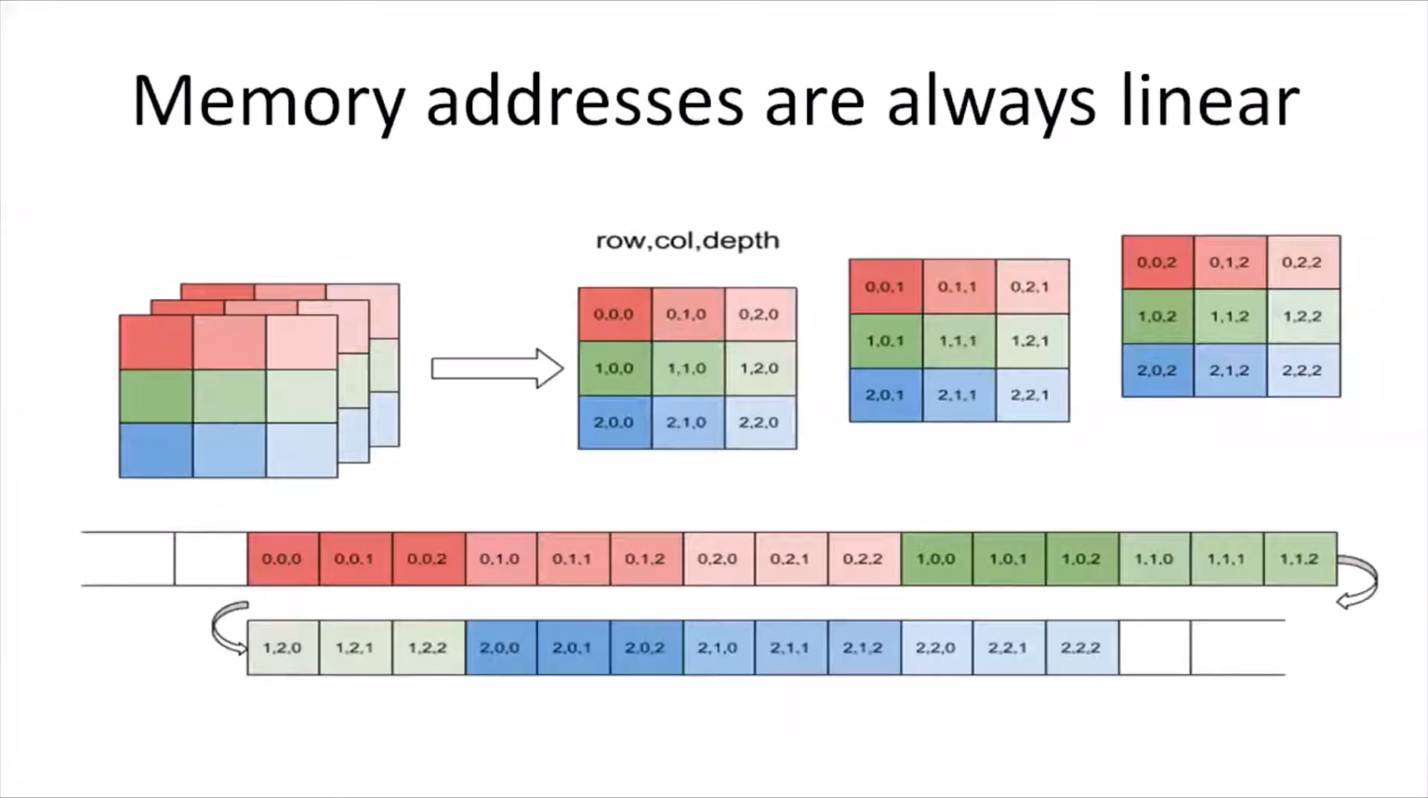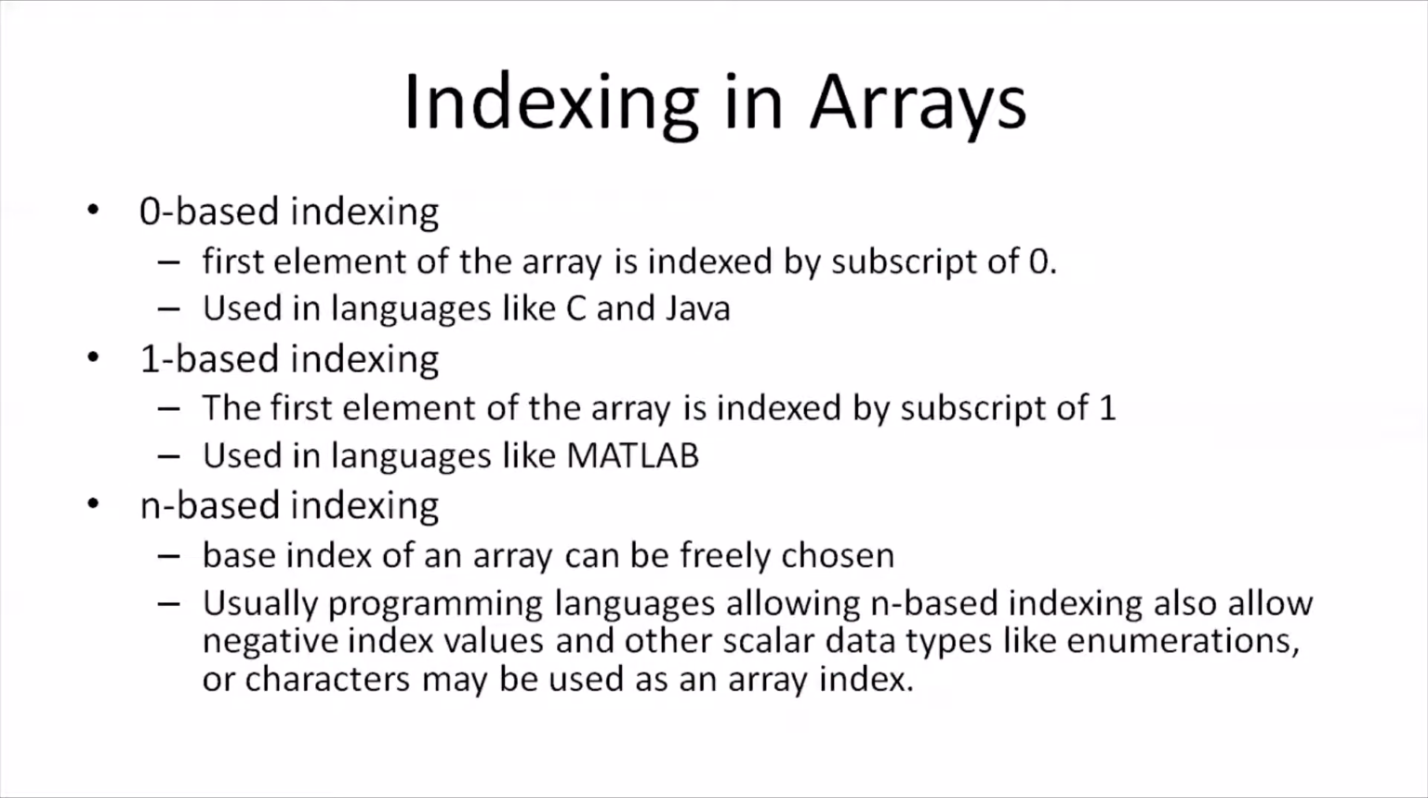Indexing in arrays can be categorized into three broad categories. The first category is zero-based indexing. This type of indexing happens when the first element of the array is indexed by the subscript 0. Many languages like C, C++, and Java use this type of indexing.